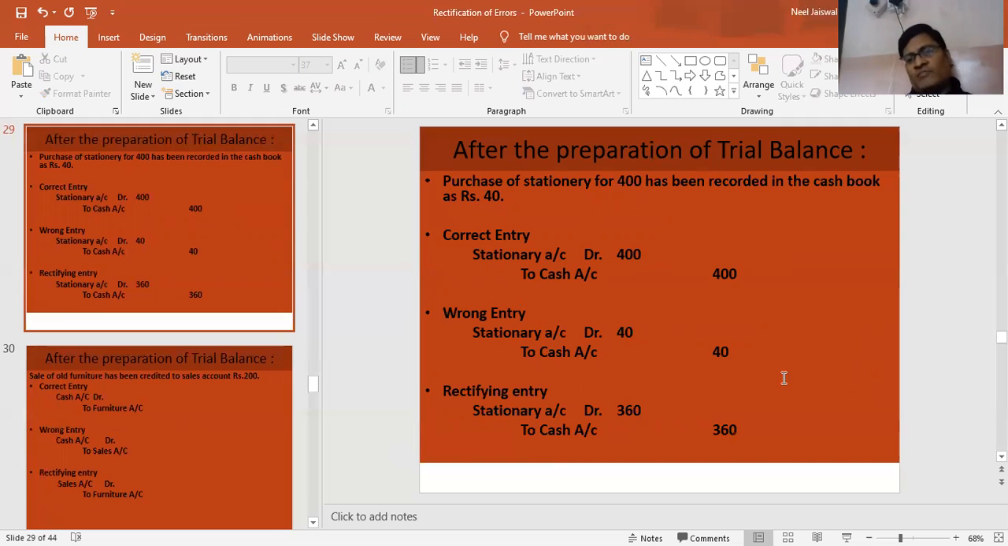So that means 360 rupees less. Stationery has to be increased by 360. So stationery account debit to cash 360. This is the correct rectified entry. For this you will get marks. These two are rough work.